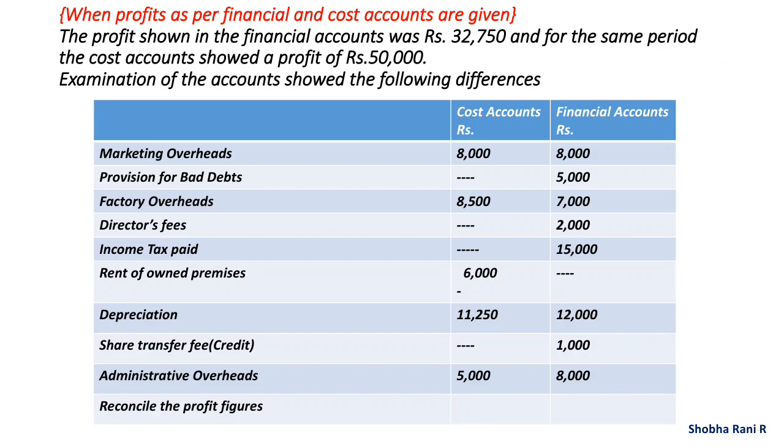Marketing overheads recorded in both the books as rupees 8,000. Provision for bad debts recorded only in financial accounts as 5,000. Factory overheads recorded in cost books as rupees 8,500 and in financial account it is recorded as 7,000. Directors' fees recorded only in financial accounts rupees 2,000. Income tax paid recorded only in financial accounts rupees 15,000. Rent of owned premises recorded only in cost accounts rupees 6,000.